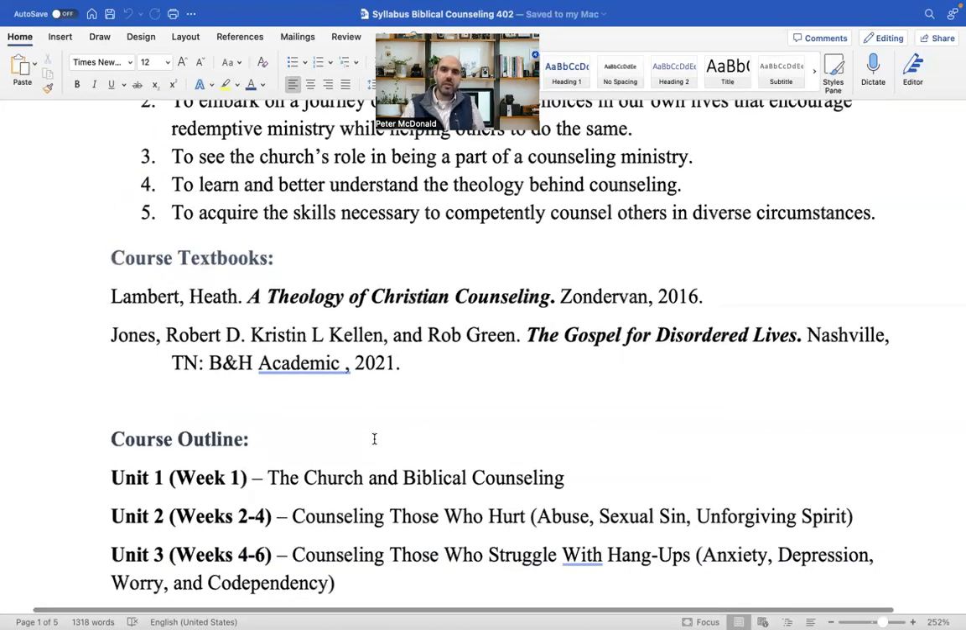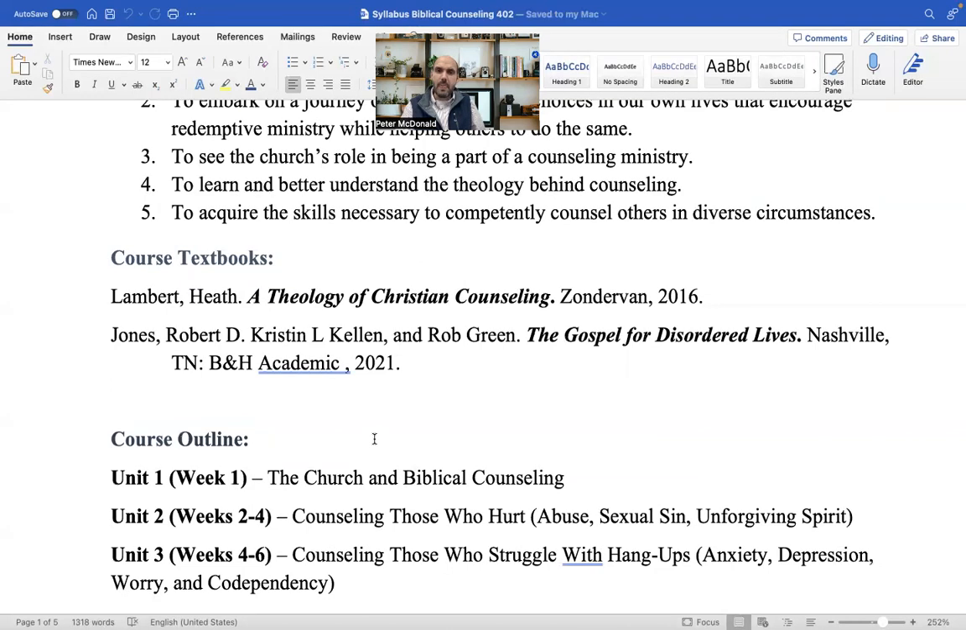We have two textbooks for this course. The first is Heath Lambert's Theology of Christian Counseling. You used that in 401. So in this course, you're going to see some repeats, chapters you've already read in 401. That's perfectly on purpose. We're going to be using that textbook for our personal reflection discussions. Also, for some of our themes, we will want to go back to Lambert's text. But we have a new textbook this time around.